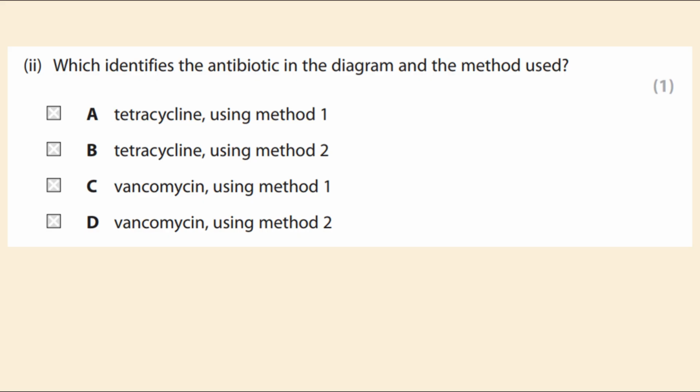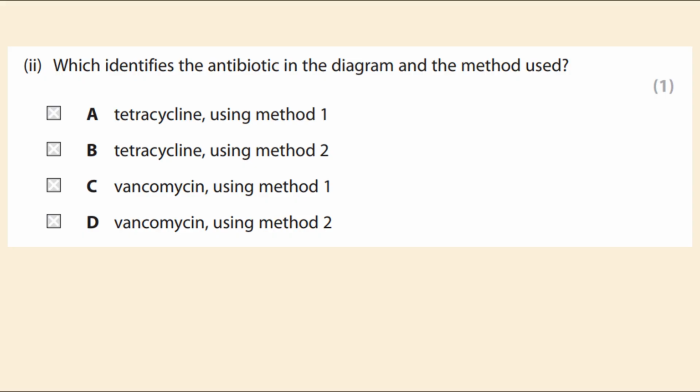And the next question is a little bit tricky. This is why I love biology the most, because in past papers here and there I can see some questions where the students have to think logically to answer. Sometimes you even have to use a bit of mathematical or logical thinking. So this question asks you to identify the antibiotic in the diagram and the method used.